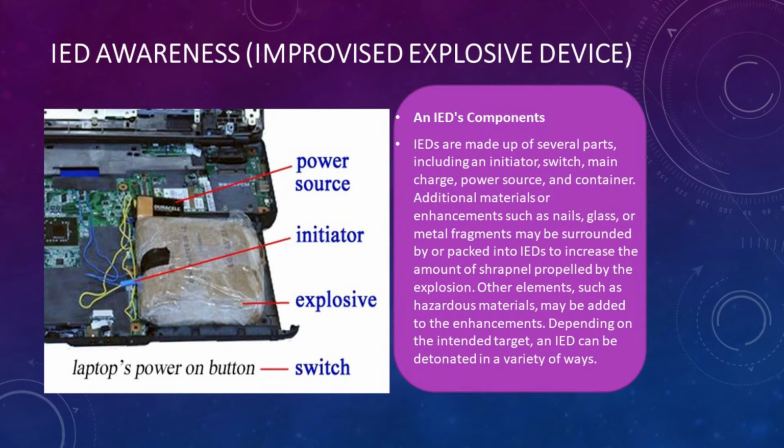An IED's components. IEDs are made up of several parts including an initiator, switch, main charge, power source, and container. Additional materials or enhancements such as nails, glass, or metal fragments may be surrounded by or packed into IEDs to increase the amount of shrapnel propelled by the explosion. Other elements, such as hazardous materials, may be added to the enhancements depending on the intended target.